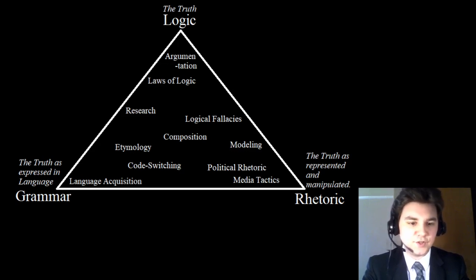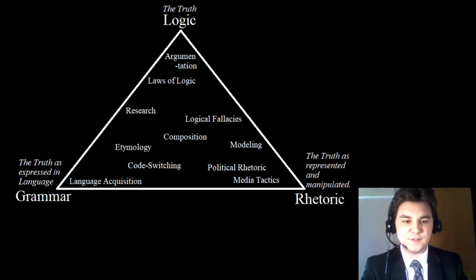So logic, as I understand it here, is representations of the truth as expressed in formal argumentation. So in the diagram, it just says simply the truth, but a more accurate way to describe that would be the truth as expressed in the language of logic, if you will, in the language of formal argumentation. Grammar, as I understand it, then is the truth as is expressed in language.